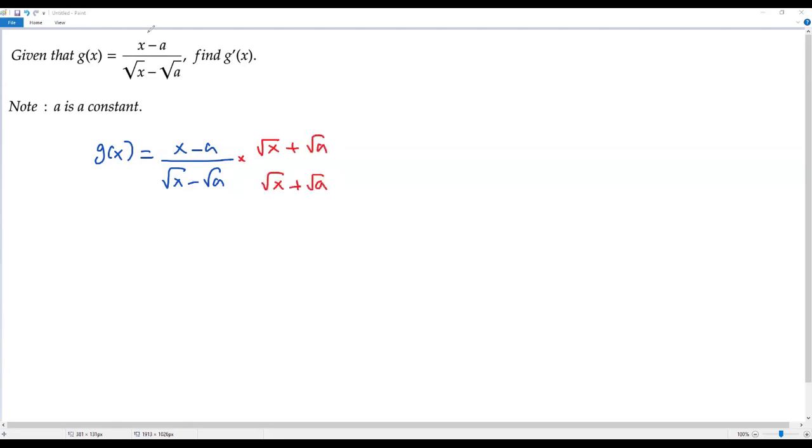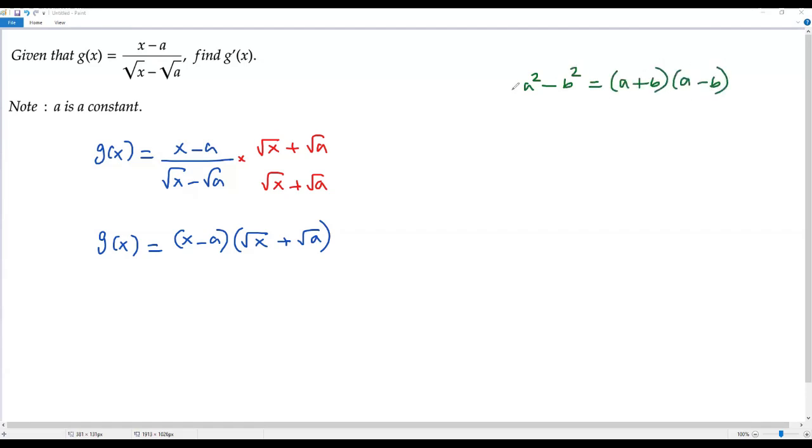Okay, now let me continue to the next step. g of x equals, when I multiply this (x - a) and (square root of x + square root of a), we can just write them together. That is (x - a) times (square root of x + square root of a). Now let's consider an identity in algebra, that is a squared - b squared equals (a + b) times (a - b). This is the difference of two squares, and whenever we have a difference of two squares, it can be written in factor form like (a + b) times (a - b). Or in another way, whenever we multiply two binomials in the form (a + b)(a - b), that is equal to the square of the first term minus the square of the second term.